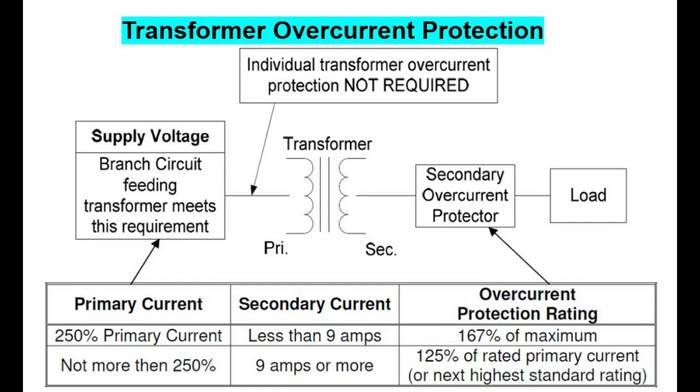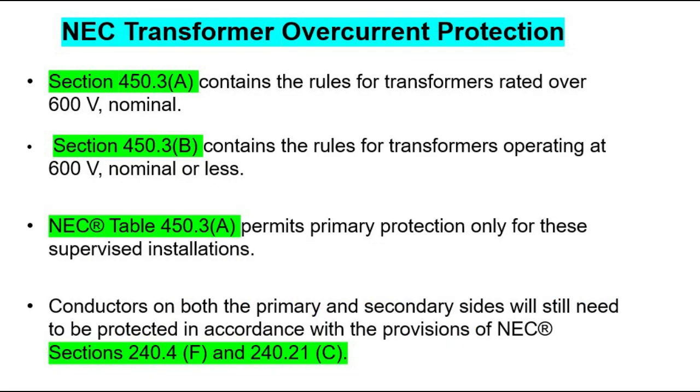Our next topic is transformer overcurrent protection. Most electrical devices require overcurrent protection and transformers are no exception. Transformer overcurrent protection is required to protect the primary windings from short circuits and overloads, and the secondary windings from overloads. National Electrical Code NEC Section 450.3 contains the requirements for overcurrent protection of transformers. Overcurrent protection requirements depend upon several factors that will be outlined in this article.